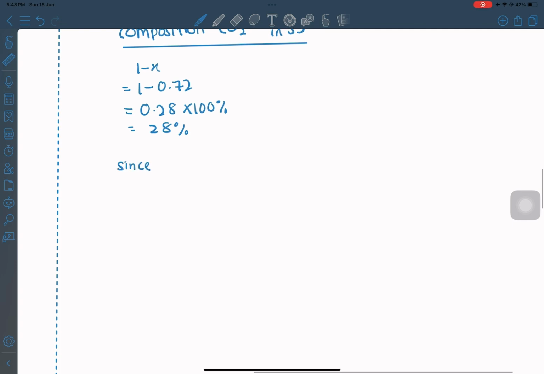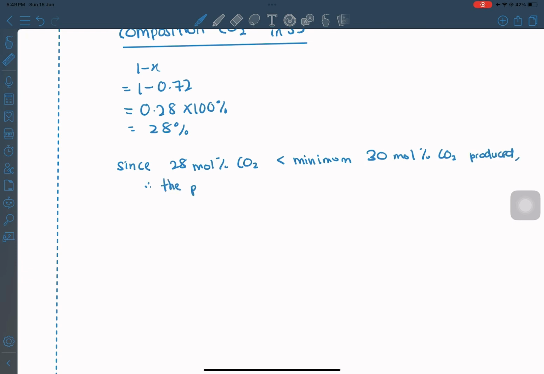Since 28 mole percent CO2 is less than the minimum required, which is 30 mole percent of CO2, we can say that this process cannot achieve the mixing target.